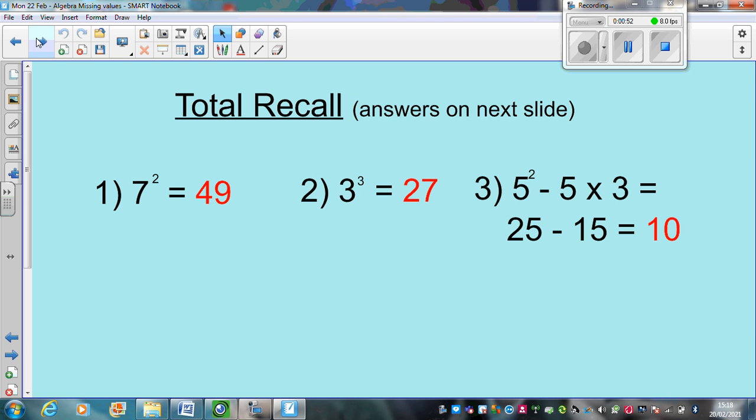And here are the answers. 7 squared is 7 times 7, that's 49. 3 cubed means 3 times 3 times 3. 3 times 3 is 9. 9 times 3 is 27. And then we have 5 squared, which is 25. Subtract 5 times 3, which is 15. 25, take away 15 is 10.